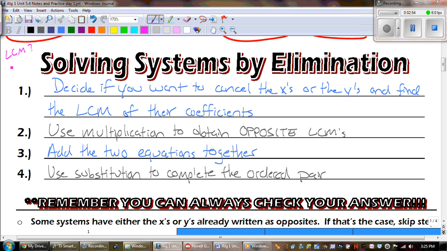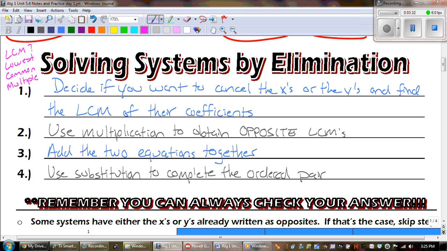Well, what that is, the lowest common multiple. I want to know the lowest multiple that both numbers have in common. Okay? Step 2 is use multiplication to obtain opposite lowest common multiples. 3, add the two equations together. And 4, use substitution to complete the ordered pair. Good? All right. That's it.